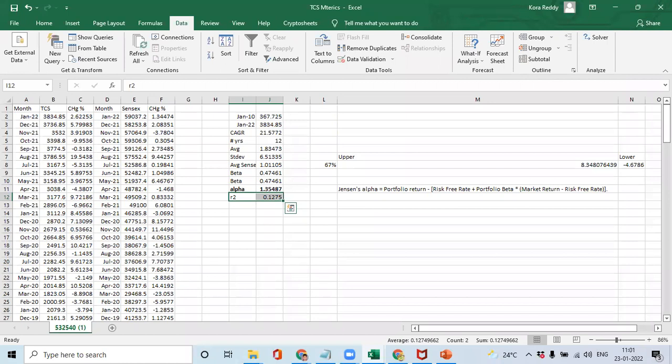But R2 will always be positive, no? No, it can never be negative because it's a square. No, it can be negative also. It can go up to -1. Sorry, it won't go. Correct, it's a square. Yeah, it's always between 0 and 1.